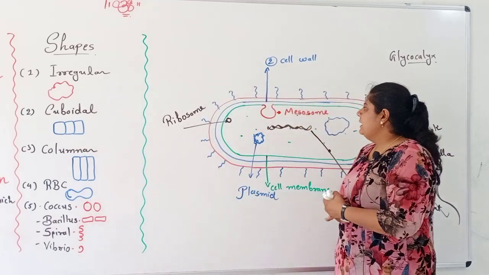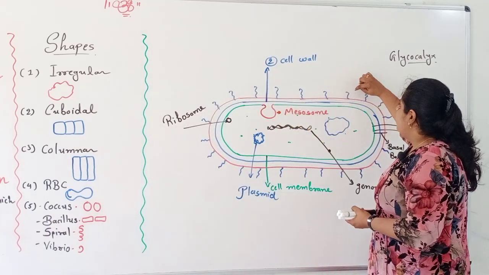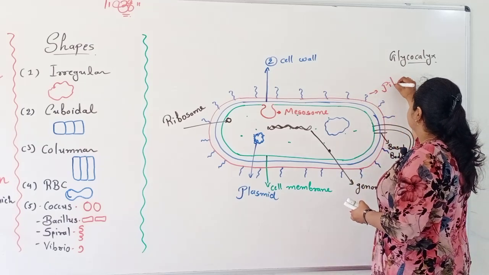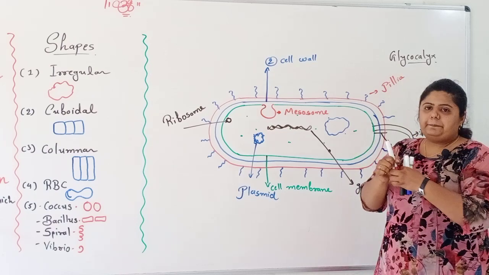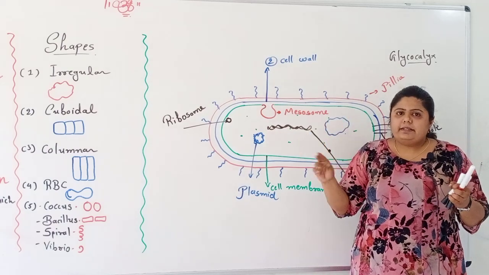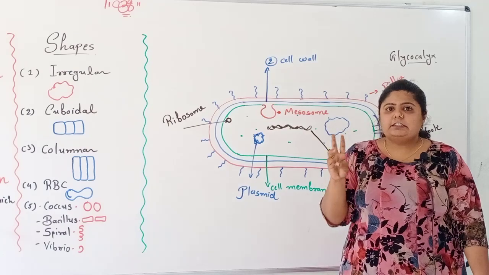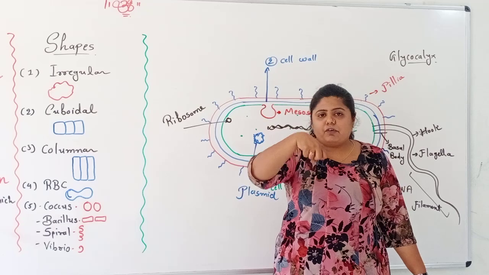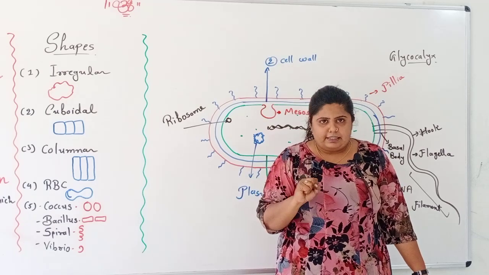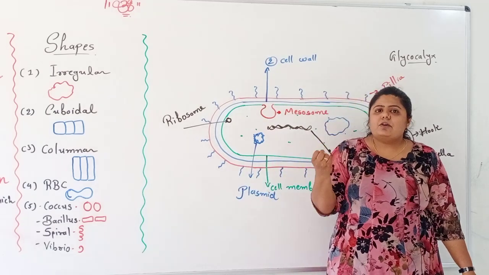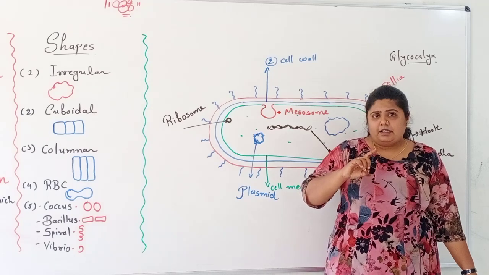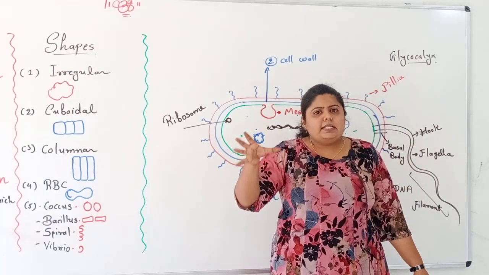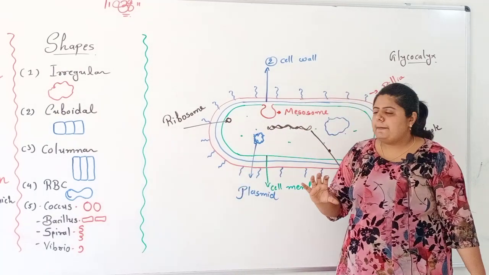Next, pili. You can easily see small thread-like structures, and this structure is called pili. Now, what is the function of pili? For movement. Second, for food capturing. Third, by pili, bacteria can easily stick on the surface of host and food particles. And pili are also helpful in transformation, meaning to transfer genetic material from one bacteria to another. So this is the basic structure of bacteria.